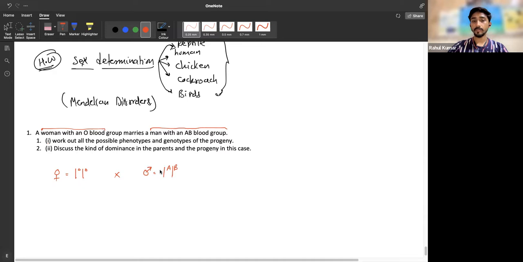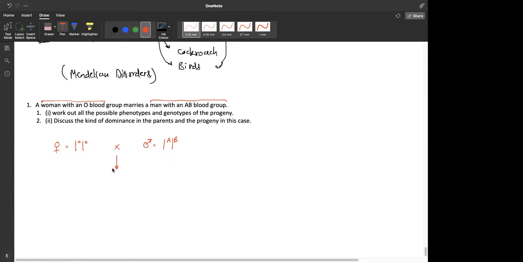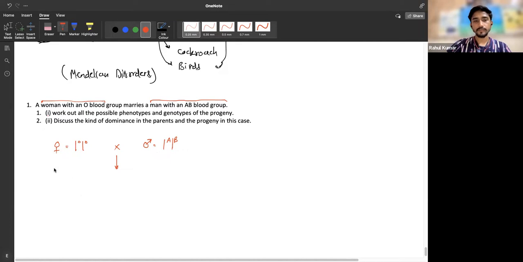Now here it is codominance, right? Yes, sir. Now in the progeny, you have to first figure out what will be the different gametes. So you have to make a Punnett square. So for female, the different gametes can be IO and IO only, right? And for male, the different gametes can be IA and IB, right?